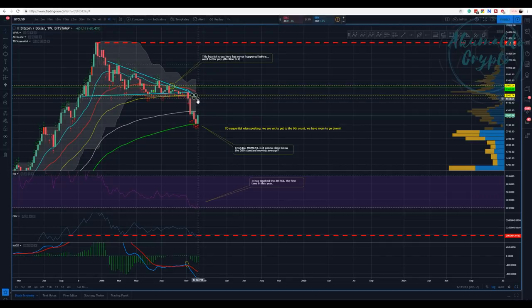However, we have this tentative cross here between the 21 EMA and the 100 EMA. This is a bearish cross, pretty much like this one. This was the 21 EMA crossing the 55 EMA. This one is the 21 EMA, the blue one, crossing the yellow one. This is the 100 EMA.